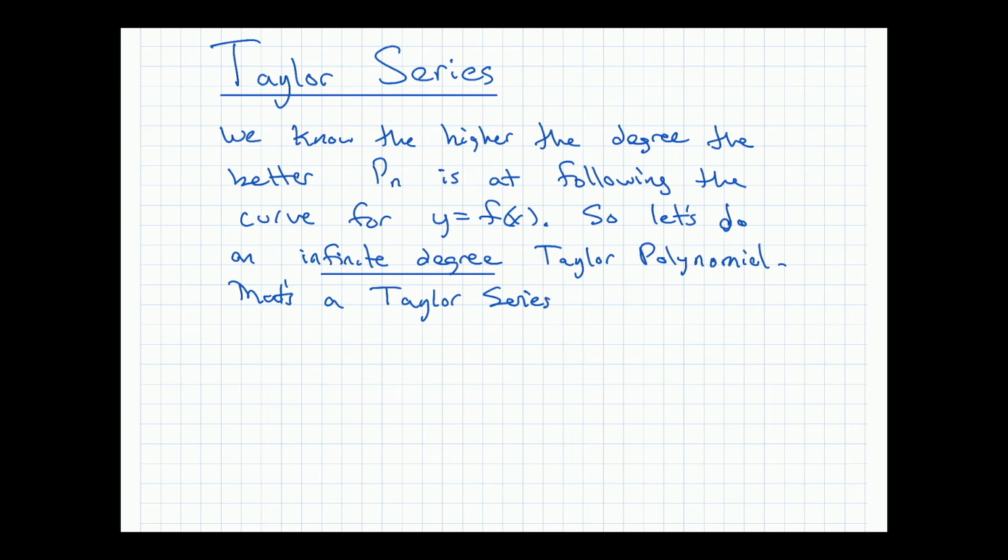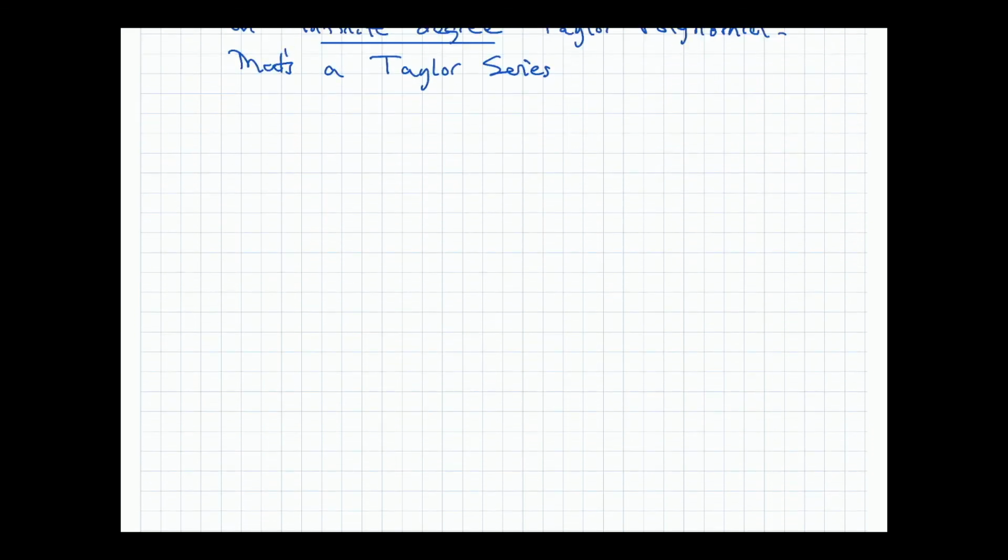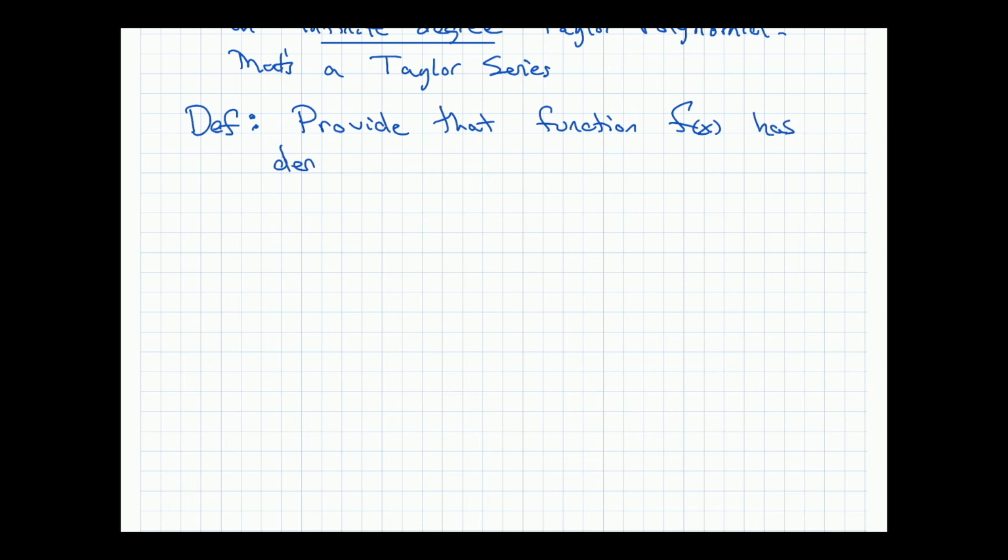All right, so let me write a definition here. Definition. Provided that the function f of x has derivatives of all orders at x equals a. Now, why am I saying that? I shouldn't put a period there. We're not done with that sentence. Why am I saying that? Well, think about it.